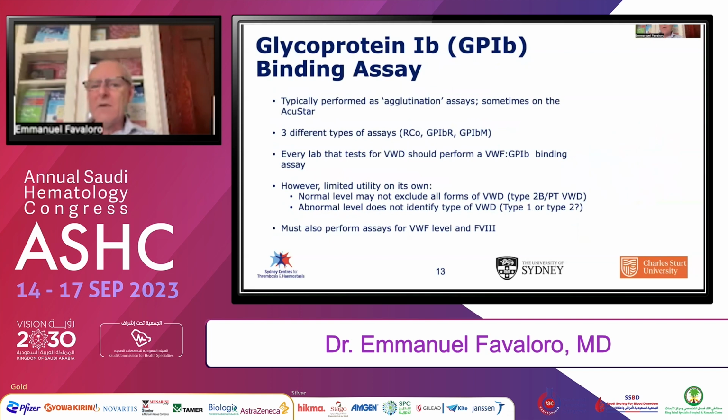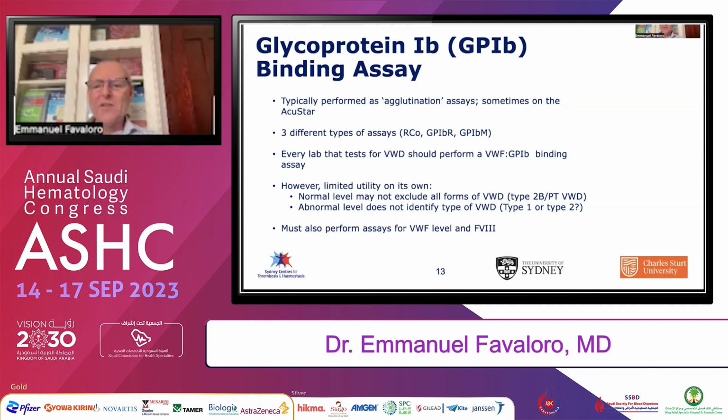So the first class of assays is the glycoprotein 1b binding assays, typically performed as agglutination assays. Sometimes you can perform other systems, for example, AccuStar. And there are now three different types of assays: the classical ristocetin cofactor assay, the glycoprotein 1bR, recombinant, and the glycoprotein 1bM, mutant. They're all binding assays, glycoprotein 1b binding assays. And every lab that tests for von Willebrand disease should perform one of these assays. However, these have limited utility on their own.